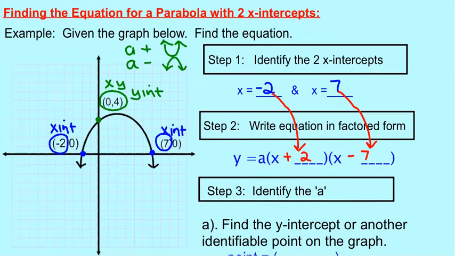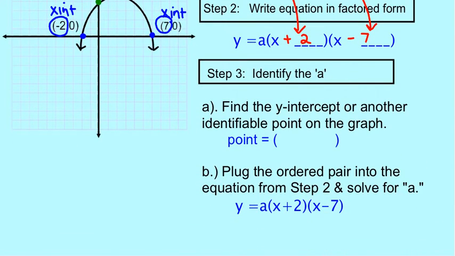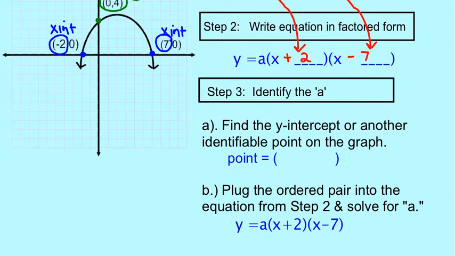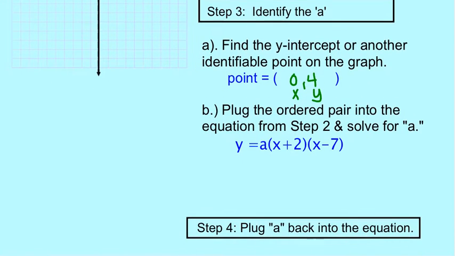So here's step 3. Step 3 says we want to find the y-intercept, or another point on the graph. So we found, scroll it up here for a little bit so you can see, the ordered pair 0, 4. So I'm going to let the x be my 0, my y be my 4. Now in part B, we're going to plug that ordered pair into step 2 from above to find our a. So let's go ahead and do that.